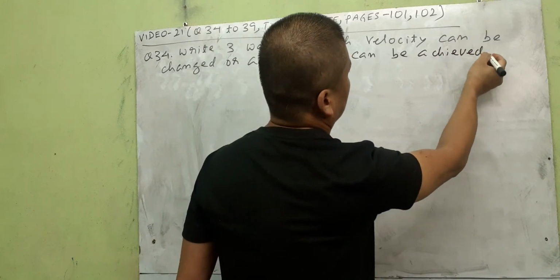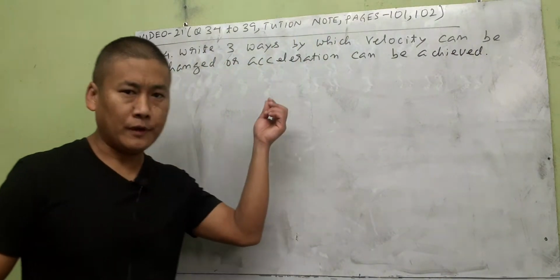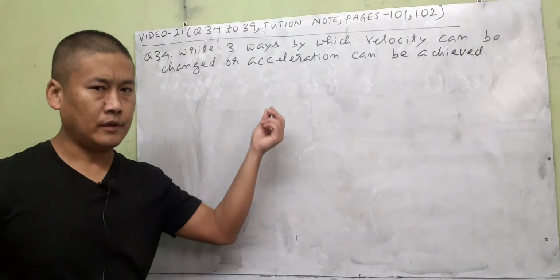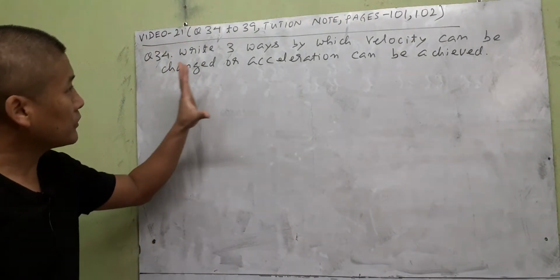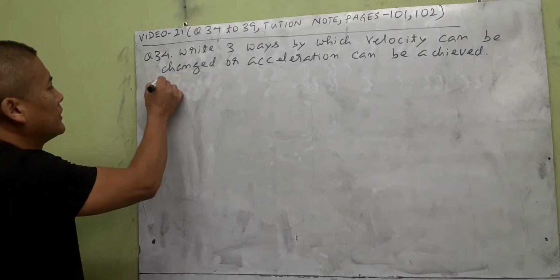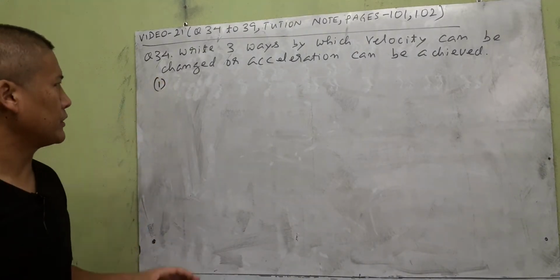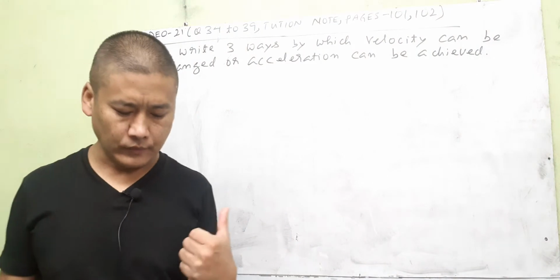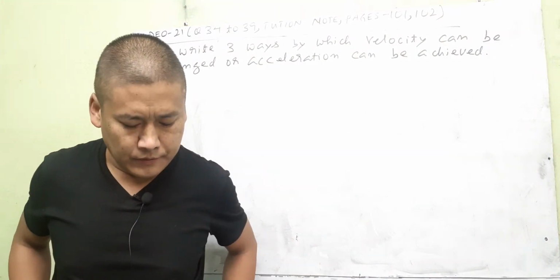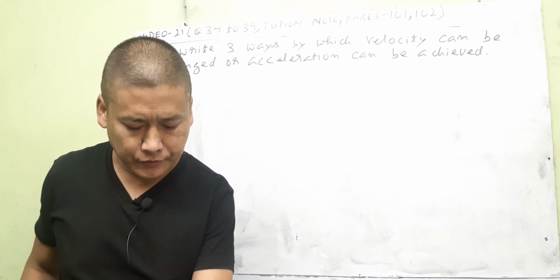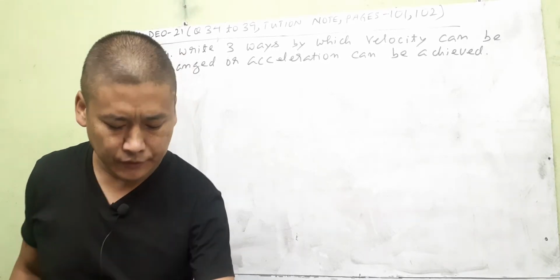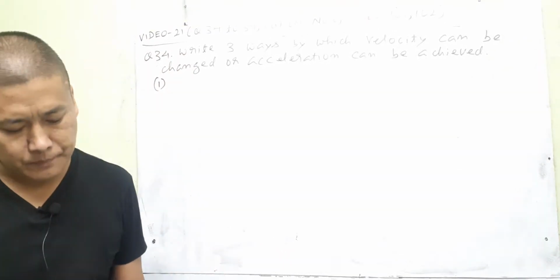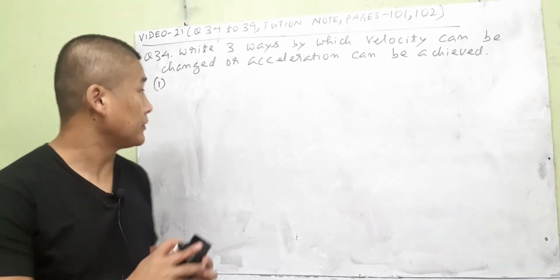So when velocity changes, then we call that acceleration. Means acceleration is equal to change in velocity. So how can you change velocity, or 3 ways by which we can change velocity or achieve acceleration? So let me read that. Velocity can be changed or acceleration can be achieved when A, magnitude of velocity remains same but direction is changed.